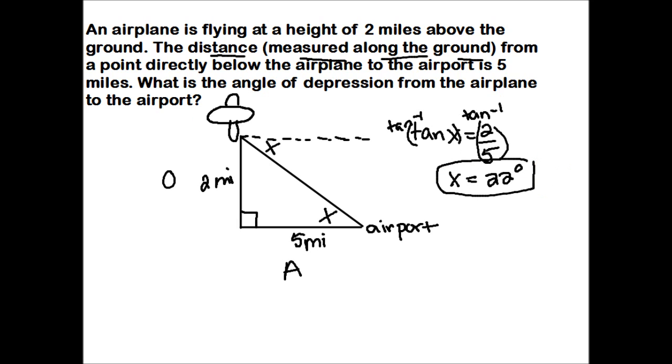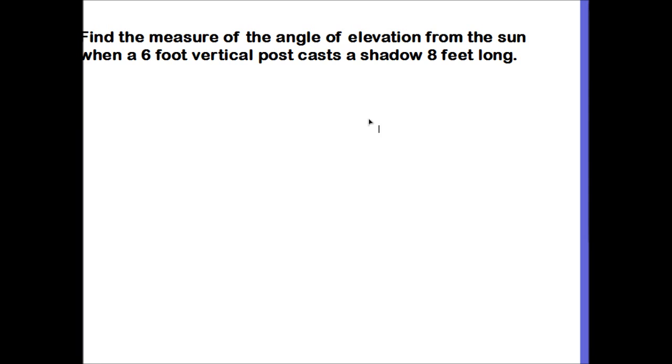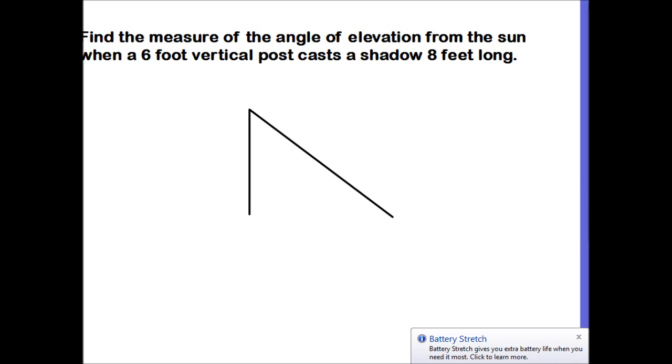Alright, let's look at another one. Okay, it says find the measure of the angle of elevation from the sun when a 6-foot vertical post casts a shadow of 8 feet long. Okay, so I'm going to have a vertical post, and it's going to be casting a shadow. So I need the other parts of my right triangle.